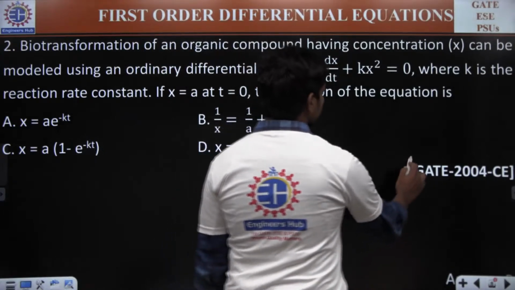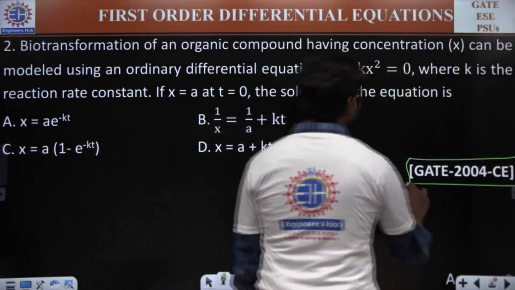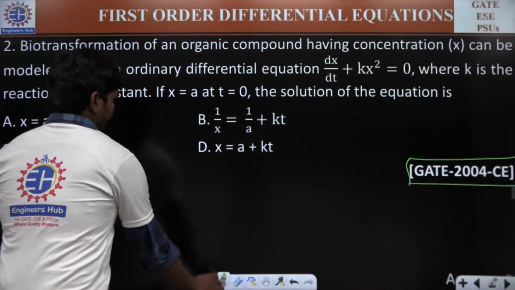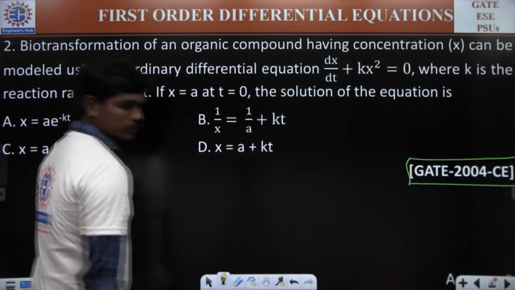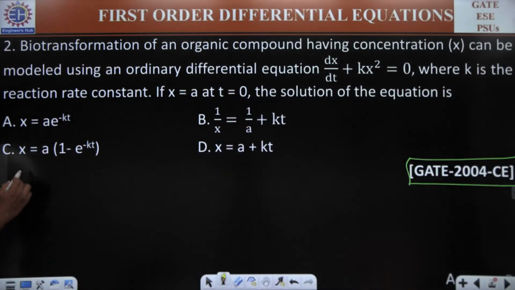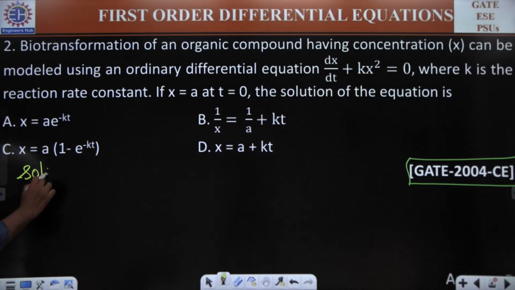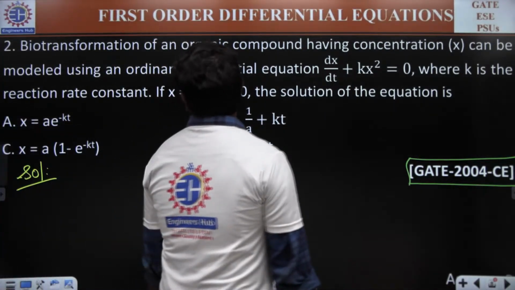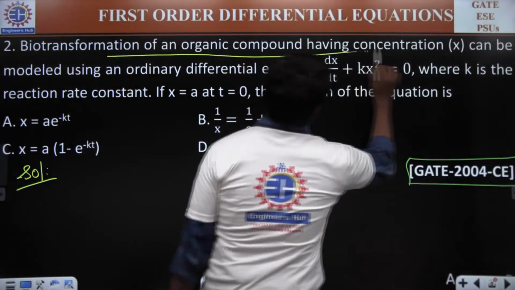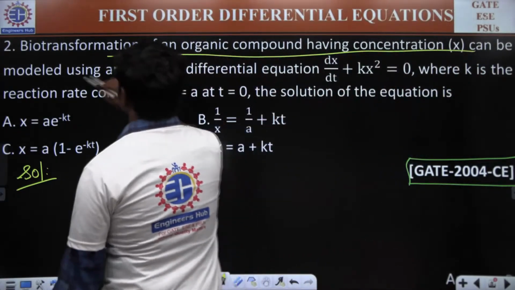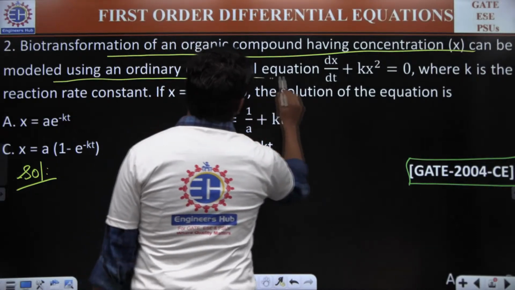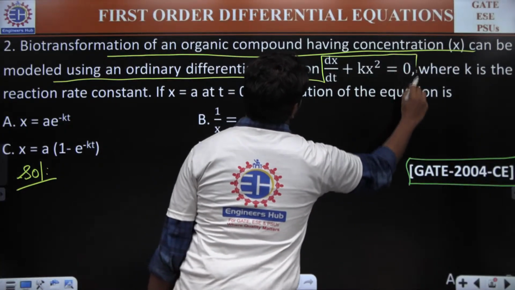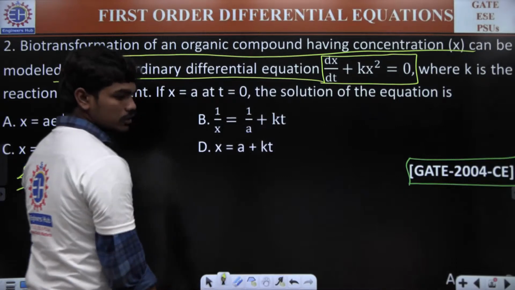GATE 2004 civil engineering. It's a question from GATE 2004 civil engineering. So please try to solve this. Biotransformation of an organic compound having concentration x can be modeled using an ordinary differential equation, dx by dt plus kx square is equal to 0.